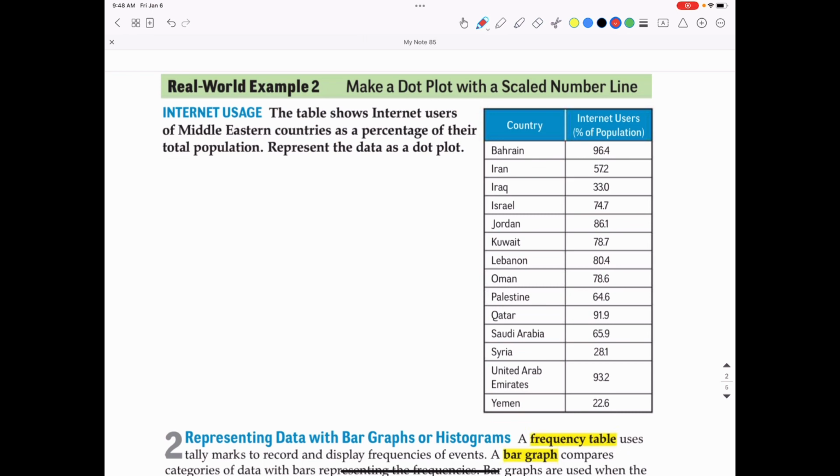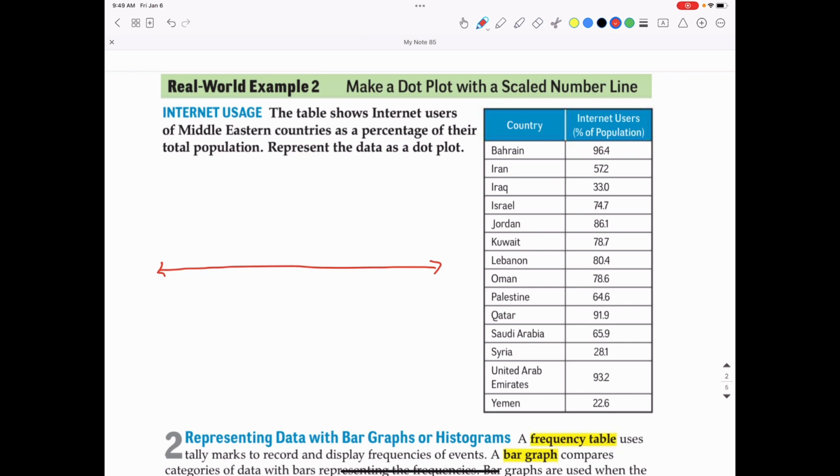And the numbers range from a low of 22.6 for Yemen at the very bottom to a high of, at the top, Bahrain of 96.4%. And the likelihood that there is more than one number that's exactly the same is not very good. So in this case, it is more appropriate to use what's called a scaled number line, where we're going to do groups of percentages, and we're going to stack those dots as groups of percentages. So we'll start out by just still drawing the number line.